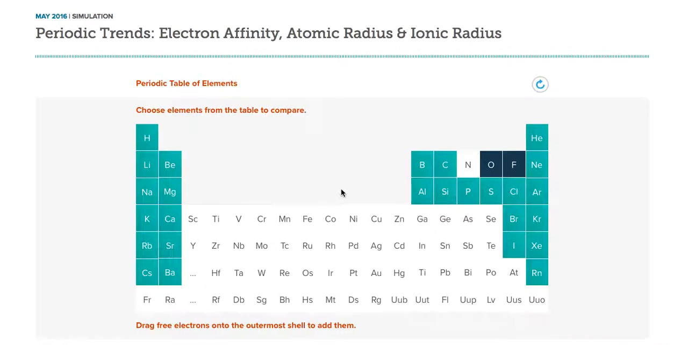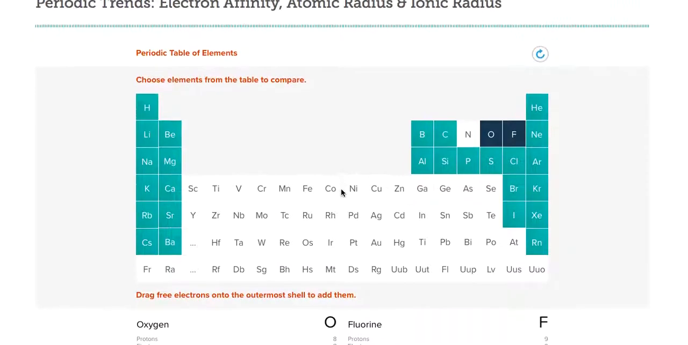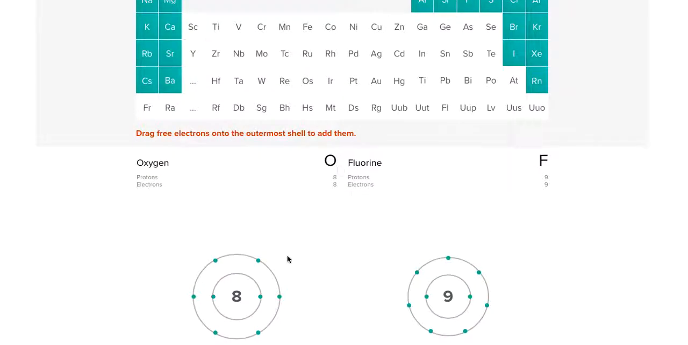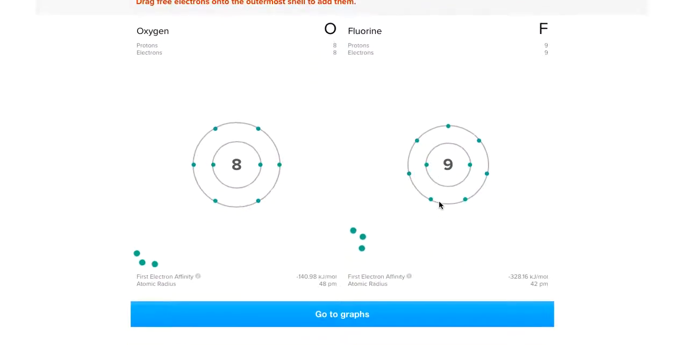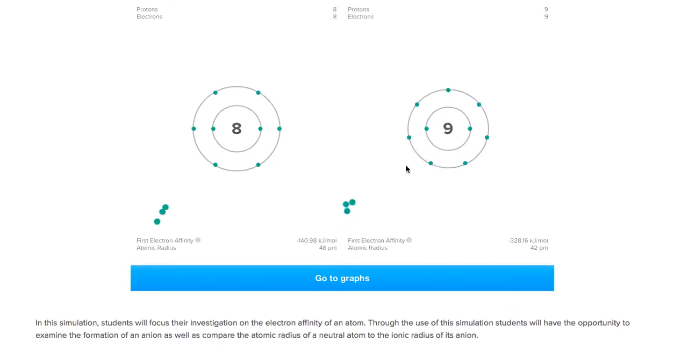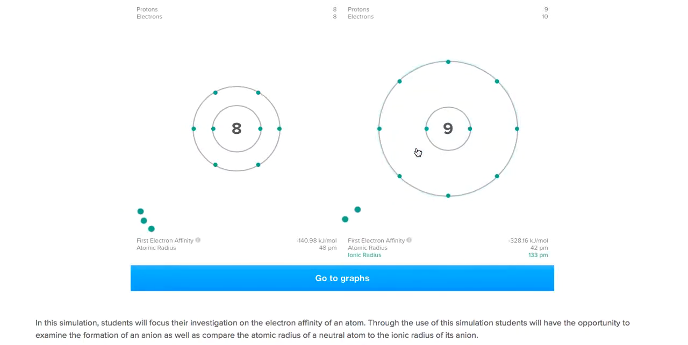For the last video here, I just want to talk about ionic radius in terms of anions, so the negatives. So I've got oxygen and fluorine, who are going to be two anions. Fluorine is going to be able to take one. Notice, before I do this, the atomic radius is 42 picometers. The ionic radius, when you take in that electron, goes up to 133. So taking in one, we were able to increase our ionic radius quite a bit.